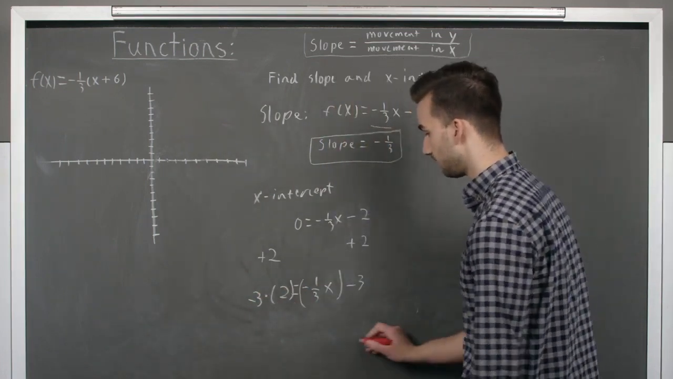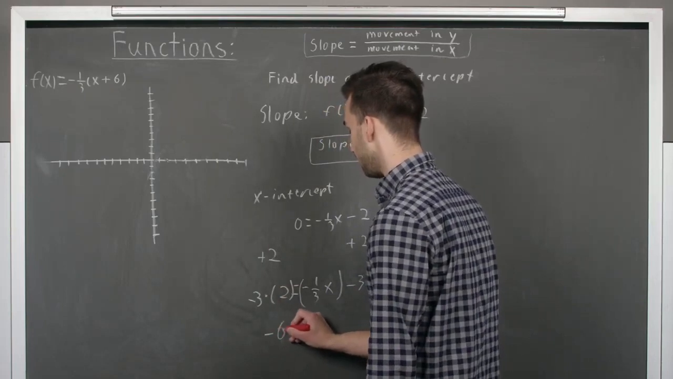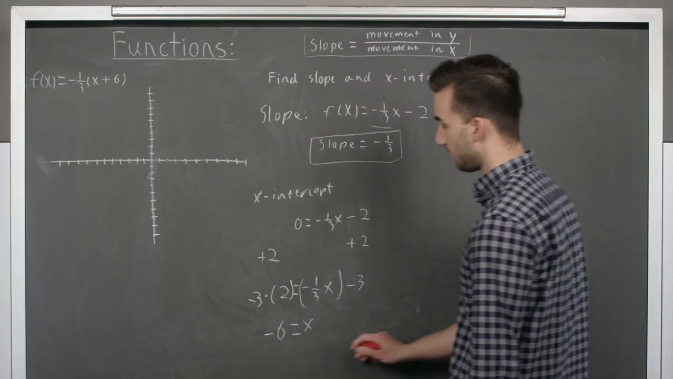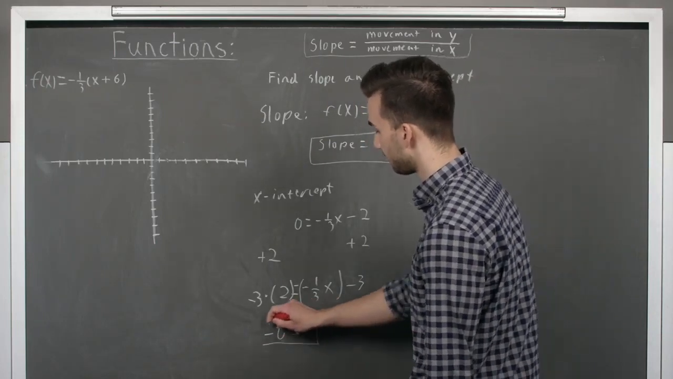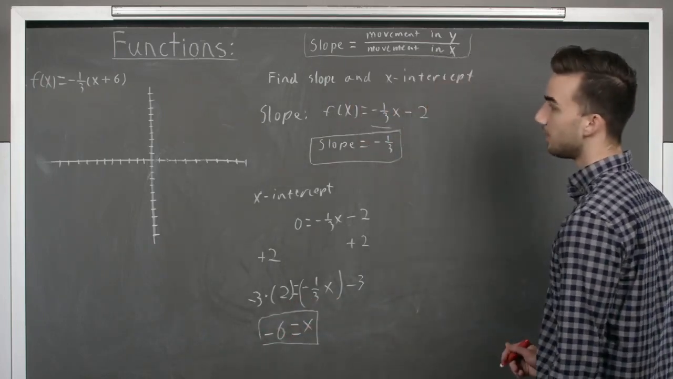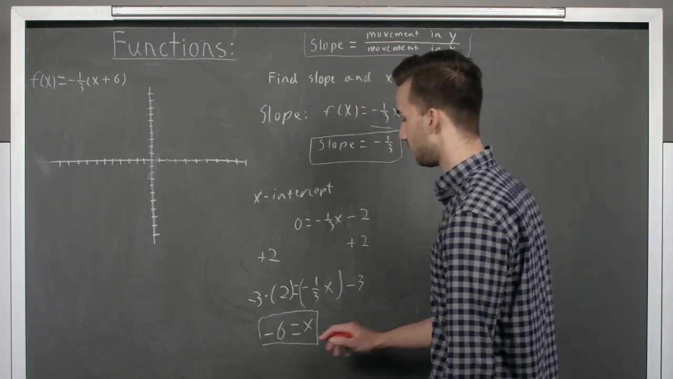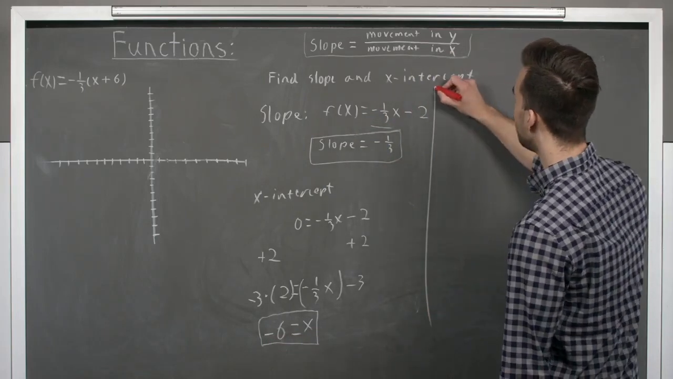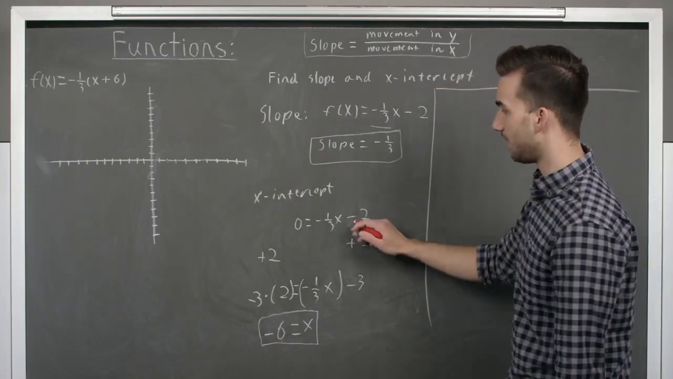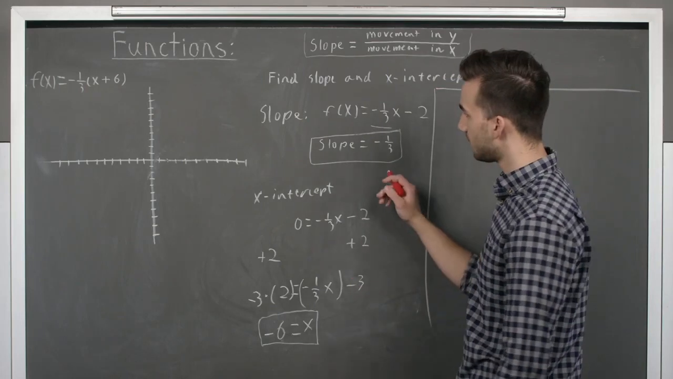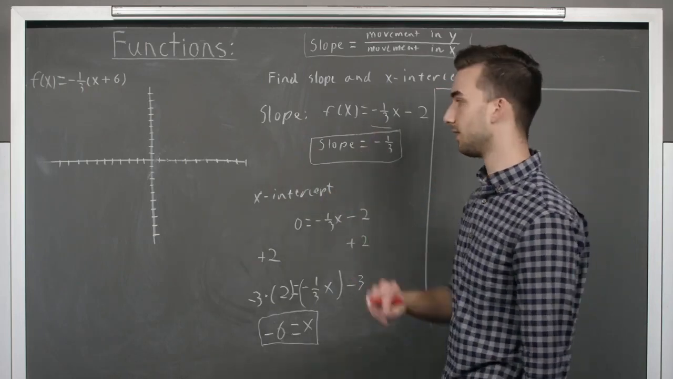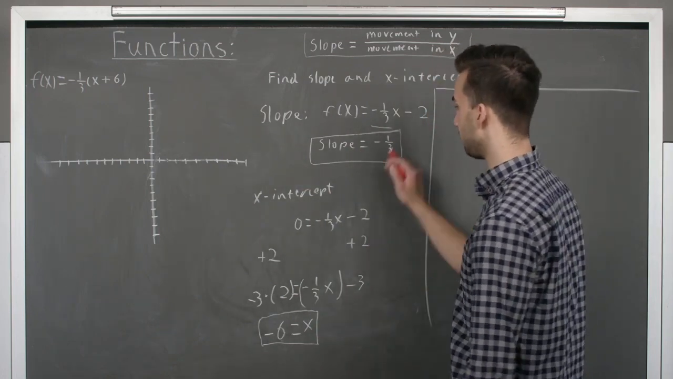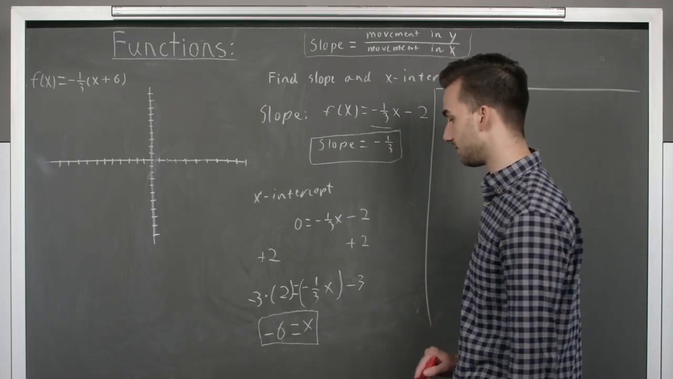and that gives us negative 6 on that side. Negative 6 is equal to x. So the x-intercept is negative 6. And if we want to check this, the easiest way to do that is to graph it. So what I'm going to do is just write a bunch of points from the function, and then we're going to graph the equation or the function and see if the slope and the x-intercept are true.